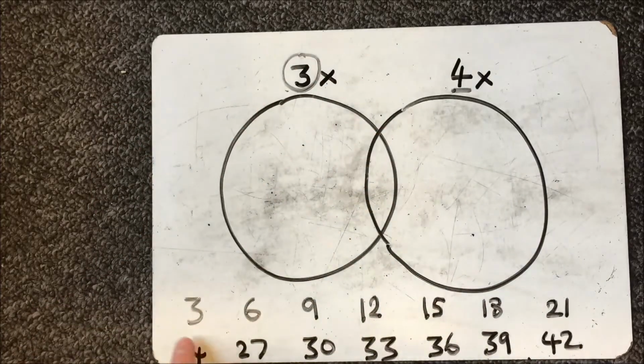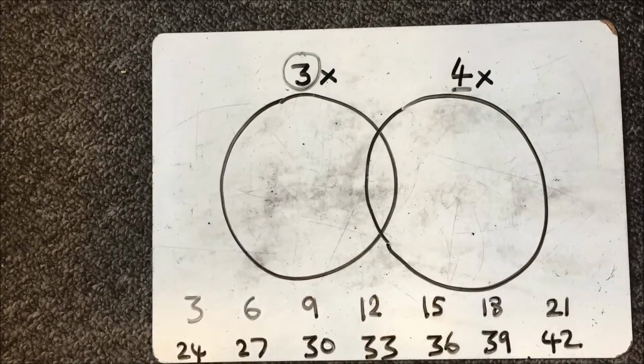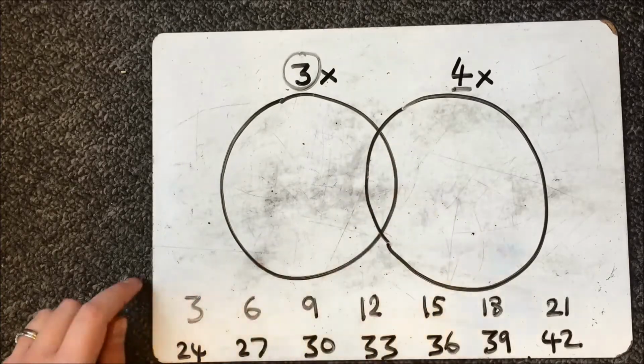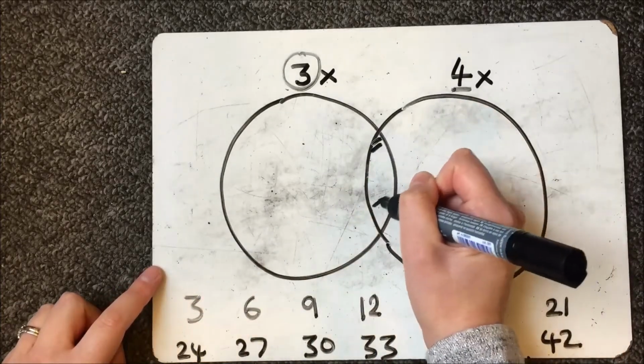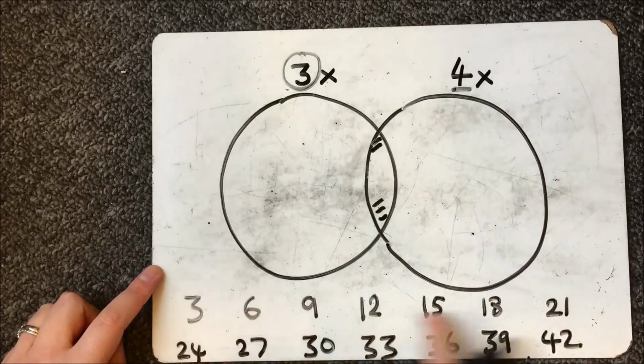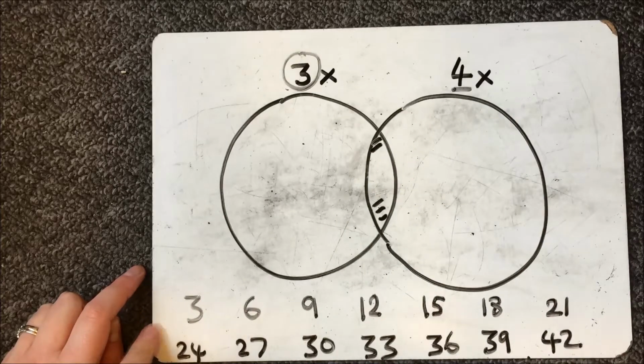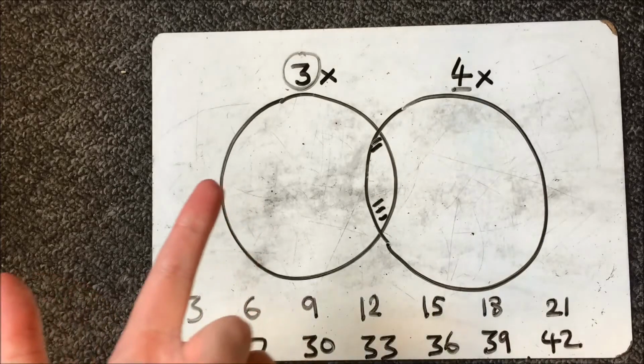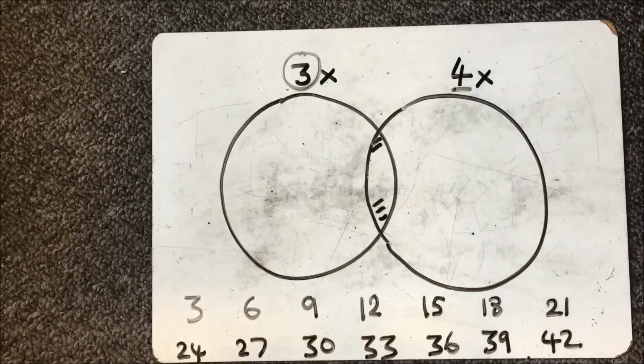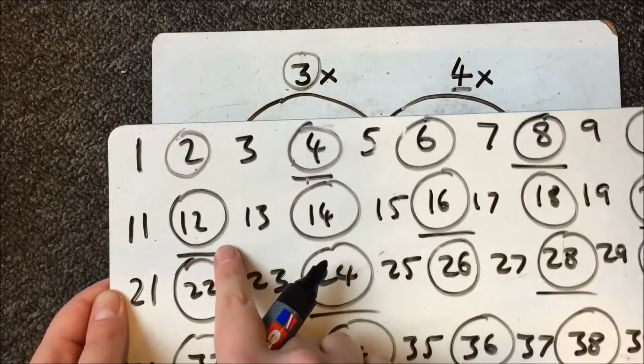So we know all of those can go in here, but some of them might be in the 4 times table. If they're in the 4 times table, they could go in the shared bit. So we're going to look for the shared bit first of all. Let's see if any of these numbers are in the 4s. Is there a 4? No, there's not a 4. Is there an 8? Because that's the next one in my 4 times table. No. But then I know there's a 12.